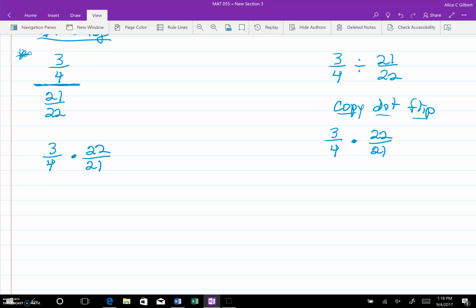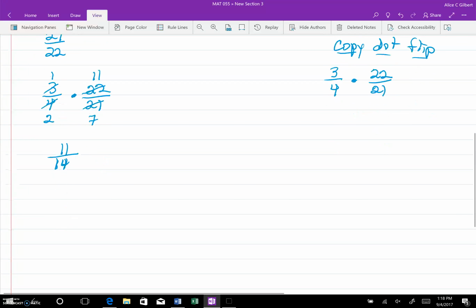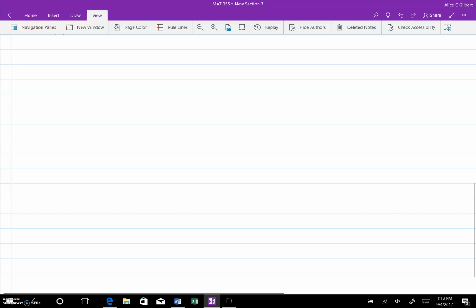So 3 can go into itself once and into 21 7 times. 4 can't go into 22, but 2 can go into each of these. So 2 goes into 4 twice, and 2 goes into 22 11 times. So 1 times 11 is 11, and 2 times 7 is 14. And that's our answer. Okay?